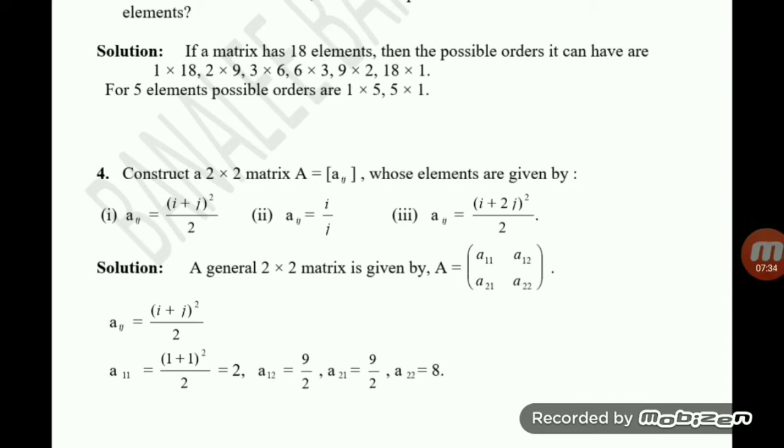First you see, what is the order of the matrix? 2 by 2. You have to form a 2 by 2 matrix. So always first write down a general 2 by 2 matrix. In this case 2 by 2 is asked, so you first write down a general 2 by 2 matrix. Hope you remember how to write down the general matrix. So let us write down like this. A general 2 by 2 matrix is given by A is equal to A11, A12, A21, A22.